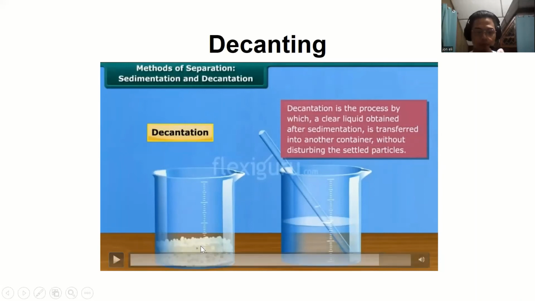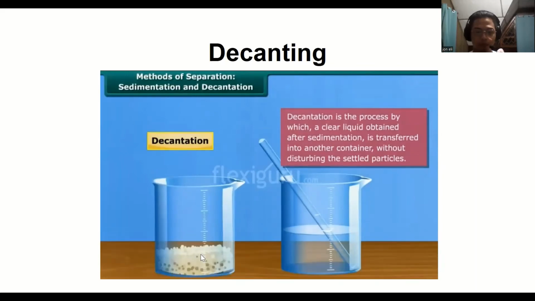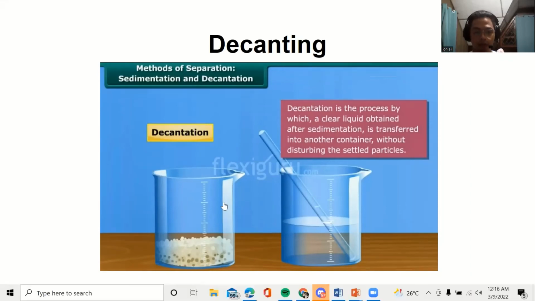So guys, as you can see, the soluble particles in the liquid settle down at the bottom of the container. The name of these particles is sediment.